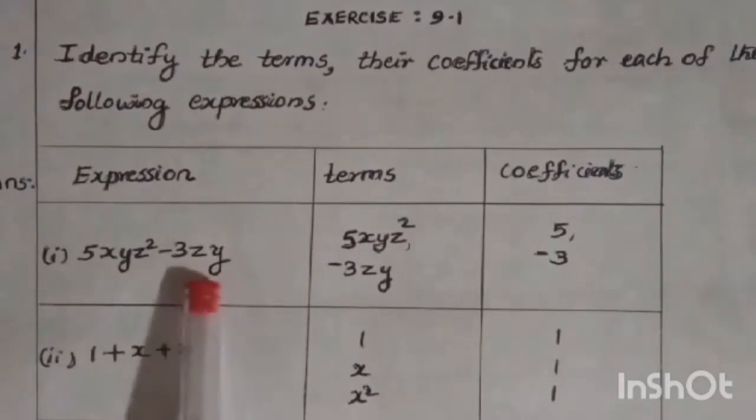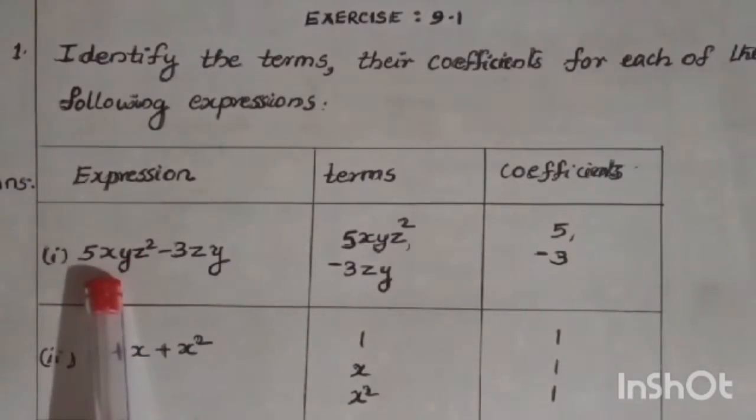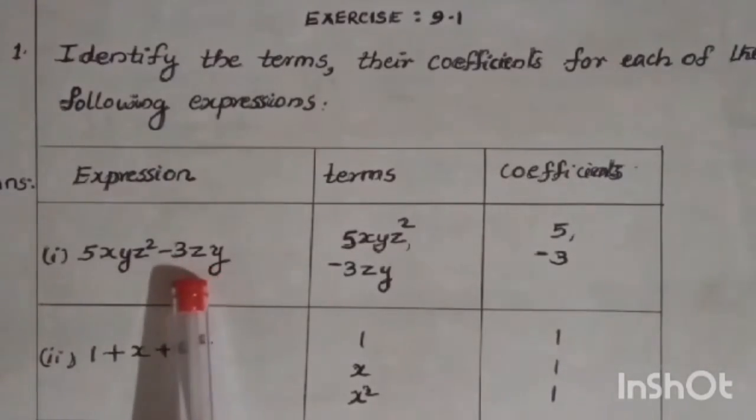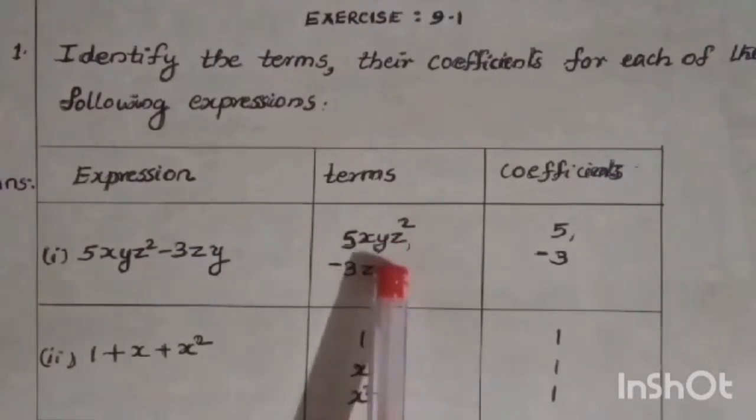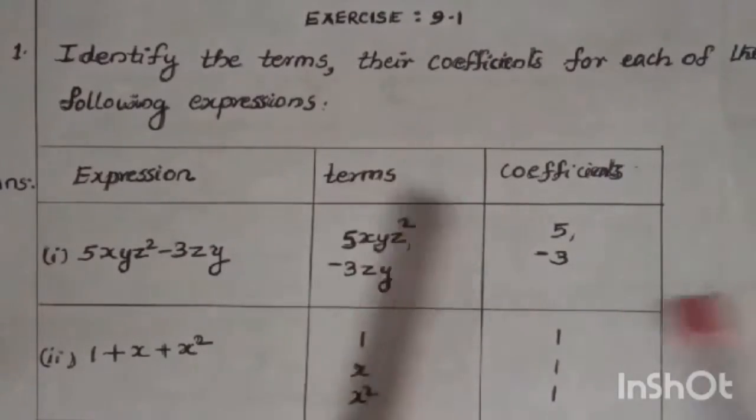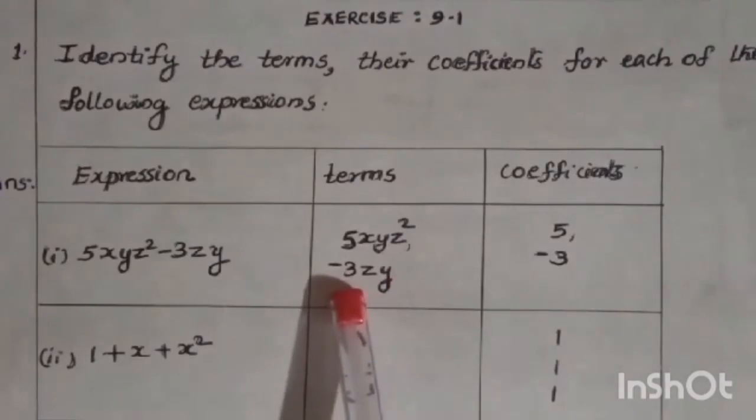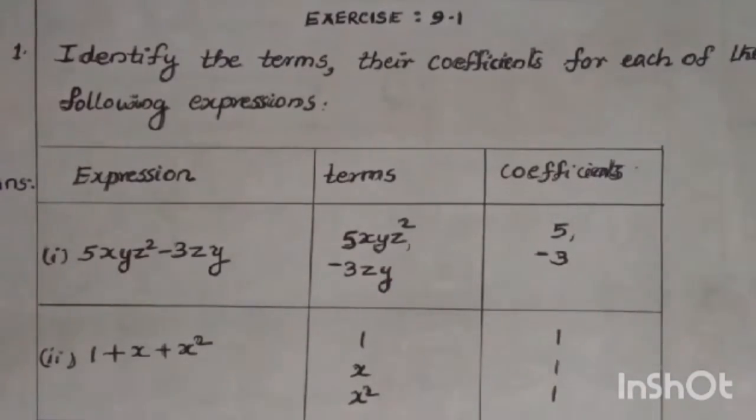This is the question given, and how many terms are there? Two terms are here, 5xy square and the second term, minus 3zy. So the terms are arranged column wise, that is 5xy square and minus 3zy are the terms, and here the coefficient is 5 and in the second term the coefficient is minus 3. Like that. See the second question.